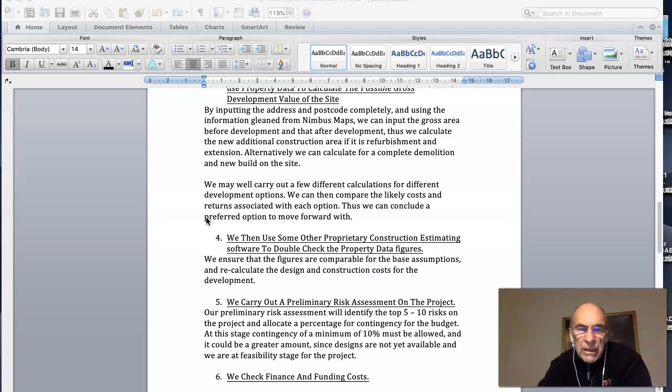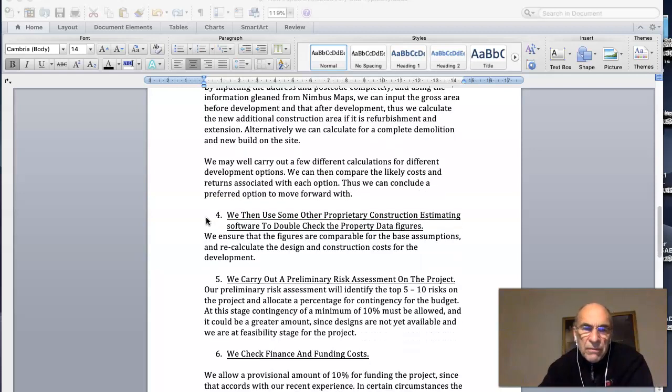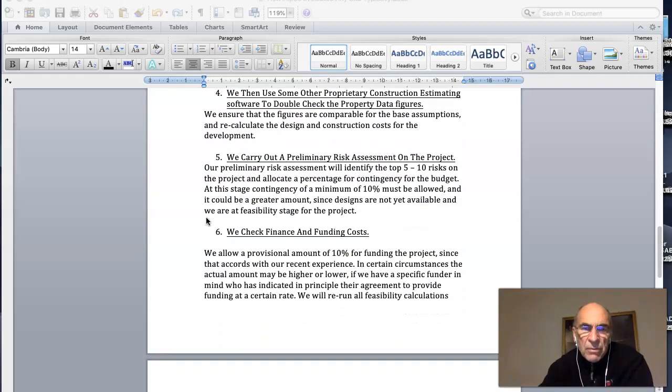We're very keen on risk assessment, and what we will do is carry out a preliminary risk assessment on the project. A preliminary risk assessment will identify the top 5 to 10 risks on the project and allocate a percentage for contingency for the budget. So at this stage, a minimum of 10% contingency must be allowed, and it could be a greater amount since designs are not yet available, and we're effectively at the feasibility stage for the project.